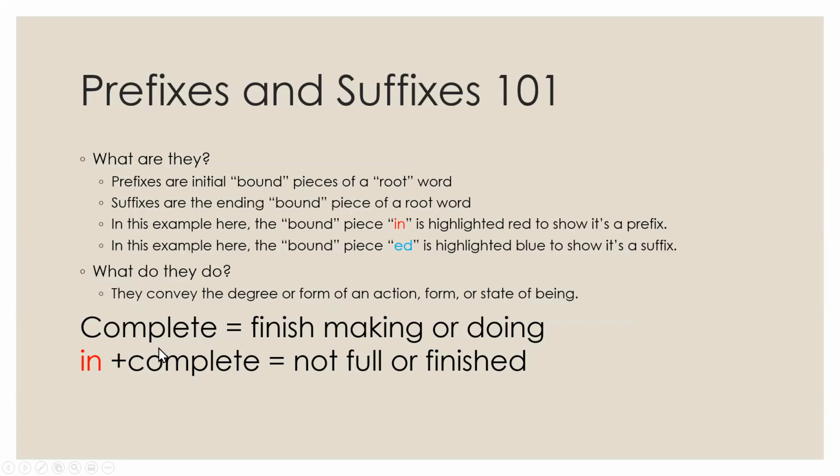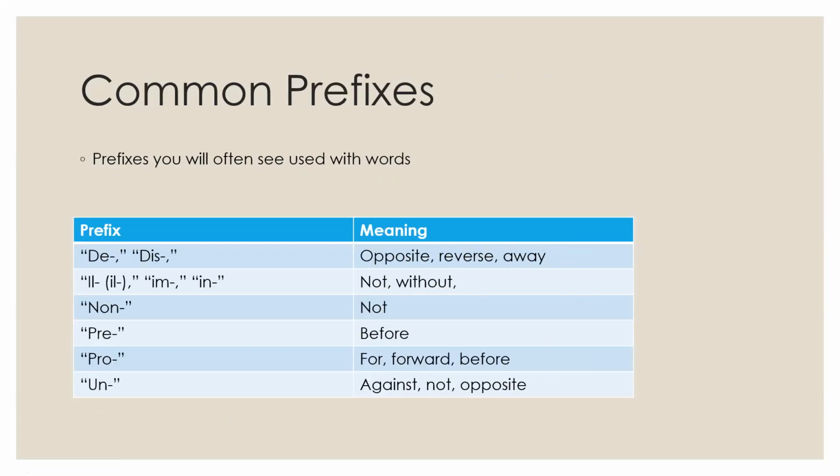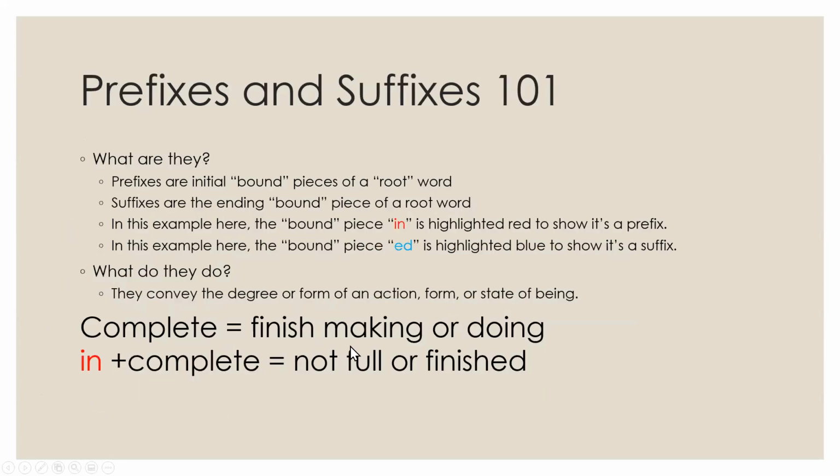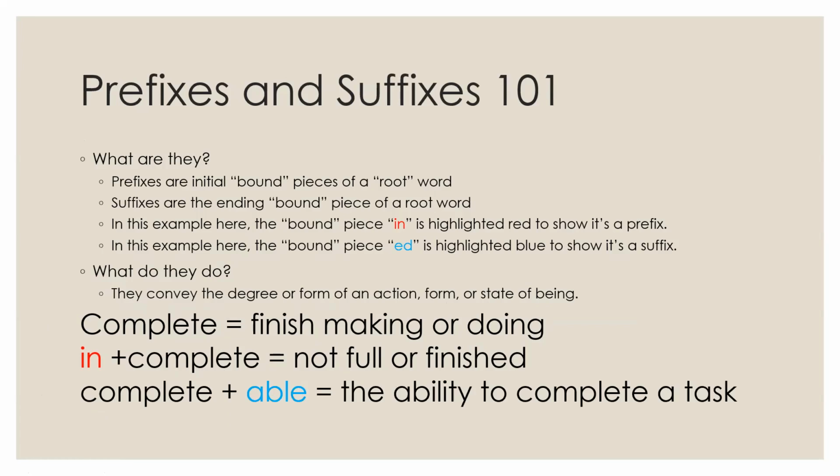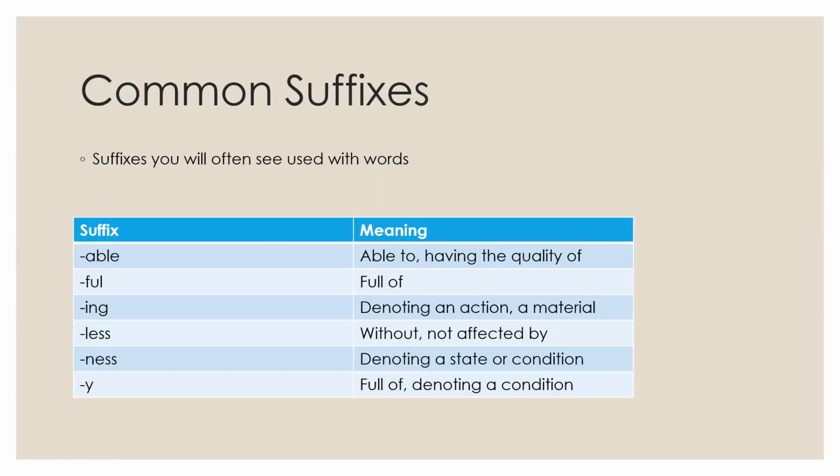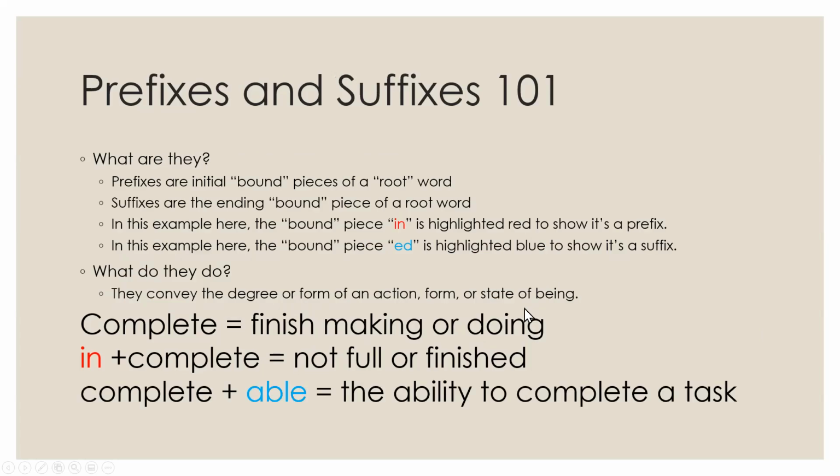So if we look at the word complete, which means to finish making or doing, and we add the bound piece prefix in right here. This means not or without. So complete, which would usually mean finish making or doing, incomplete would mean not full or not finished. And then we take our word complete, adding the suffix able, having the quality of. Completable means it has the ability to be completed.